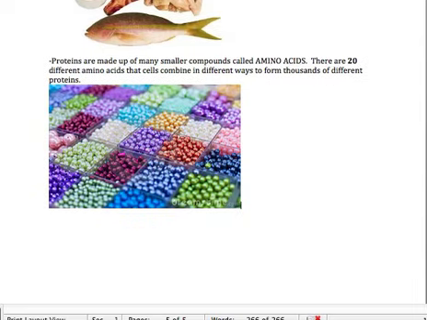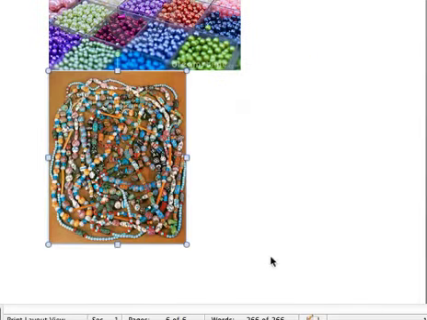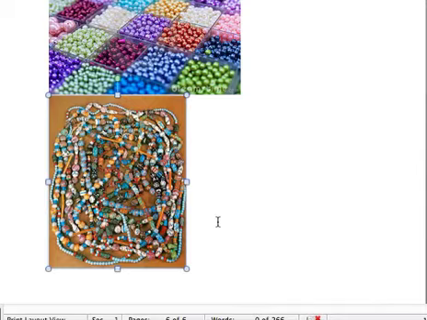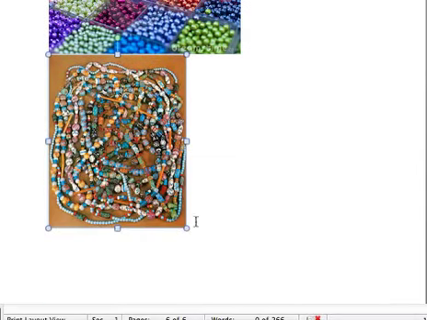And imagine all the different combinations of necklaces you can make. You can make one that's mostly red beads that has some blue in it, or you could have almost all blue beads and one green bead. There are just so many possibilities, and that's what it's like with proteins. So here are some beaded necklaces. Pretend those are little protein chains that have been made out of all these different amino acid beads.